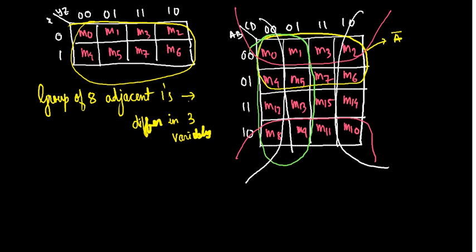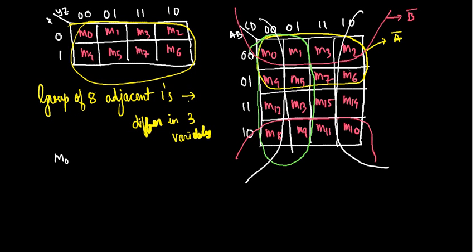So tell me the groups first. M0, tell me the group of 8. If I am taking M0, you can write it: M0 1 2 3 4. This group, that group, four different groups. You tell me the variable for this. What is the variable for this? Which remains constant? B bar.